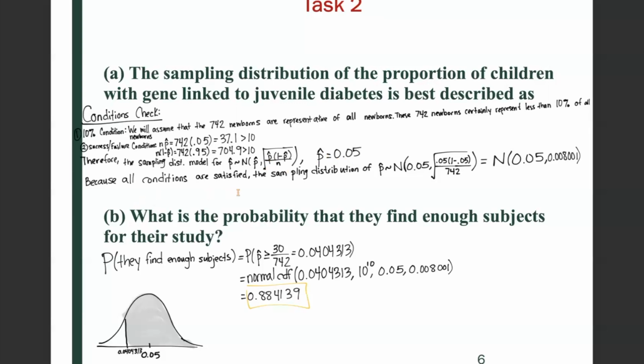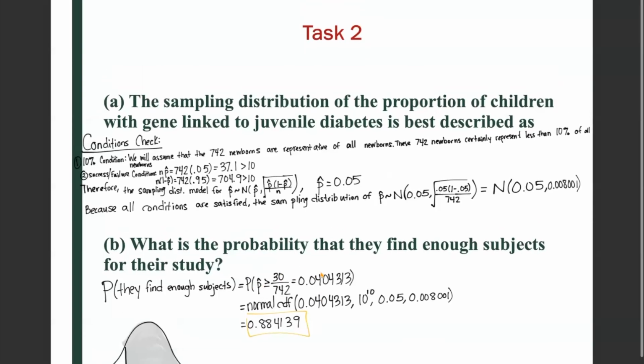Because all conditions are satisfied, the sampling distribution of p hat follows a normal distribution with mean 0.05 and standard deviation the square root of 0.05 times 1 minus 0.05 divided by 742, which equals 0.008001. And then part B: what is the probability that they find enough subjects for their study? That's the probability that our p hat is greater than or equal to 30 over 742.